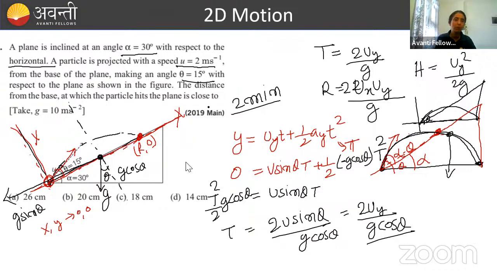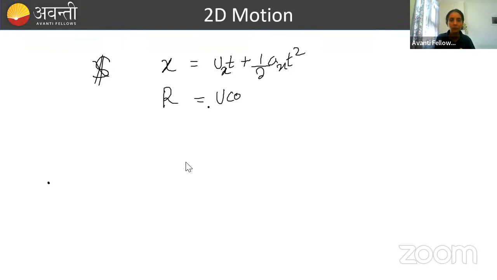Now look, now we know in what time it is reaching here. So how much distance along the x-axis will it cover in this time? If you're going to calculate the distance along the x direction, so write the formula along the x direction. X equal to what will you write? U_x t plus half a_x t squared, right? And x will become equal to range. U_x is what? U cos theta into time of flight. In this time, we are calculating the value of x.